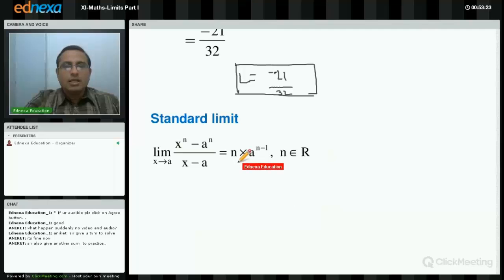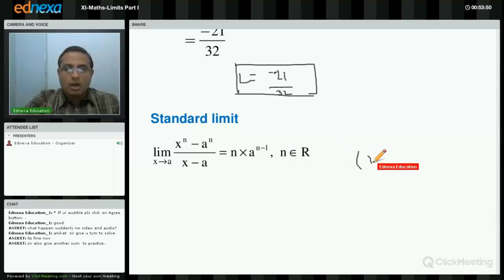Now, this is again a very important standard limit. Limit of x raised to n minus a raised to n upon x minus a as x tends to a is n into a raised to n minus 1, where n is a real number. Actually, you have proved this result for n to be a natural number, but the result is seen to be true for any real index.